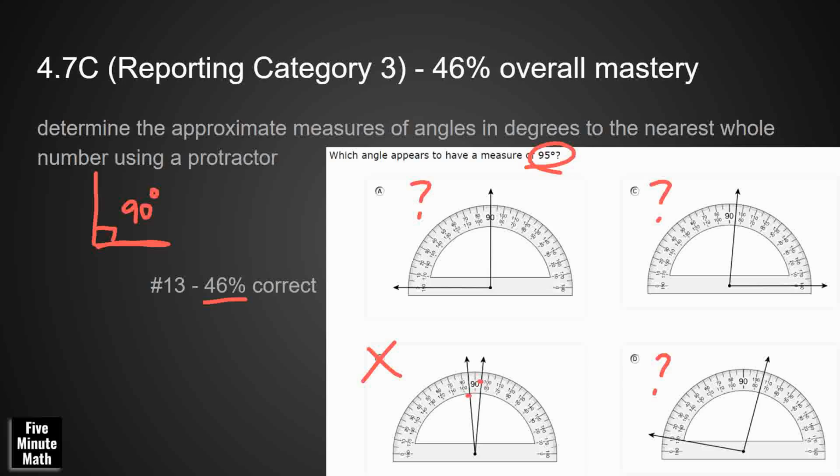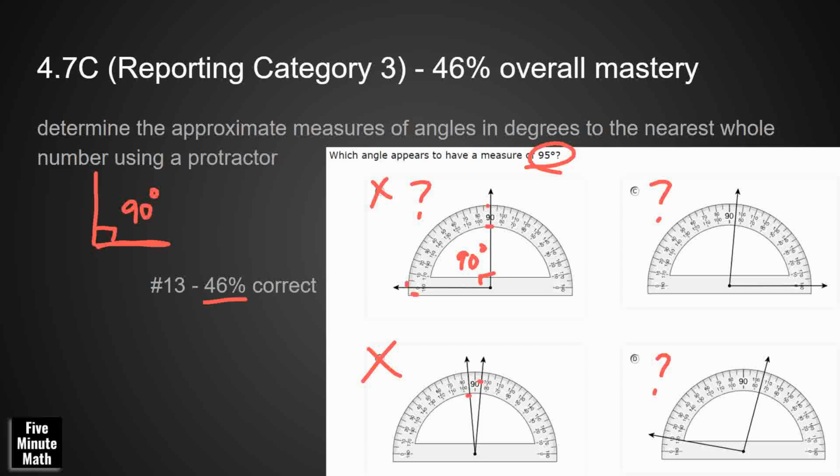Okay, so how do we measure this? Well, since it opens to the left, we always want the ray to start on 0 if possible, right? And so we've got a 0. Since that 0 is on the outside, we're just going to go to the inside. In this case, 90 is the same for both. So this is a perfect 90-degree angle, not 95, so we don't need that.